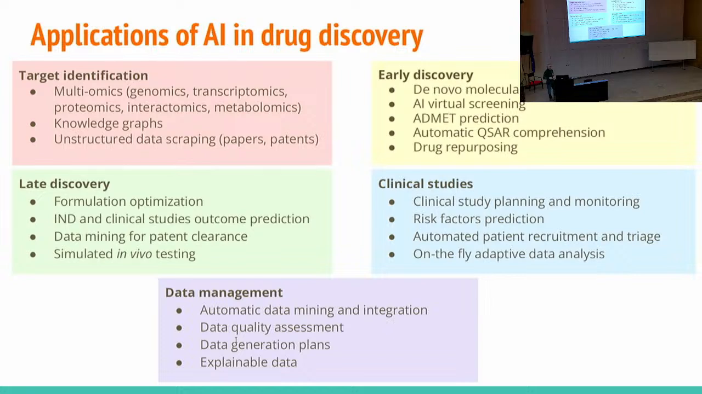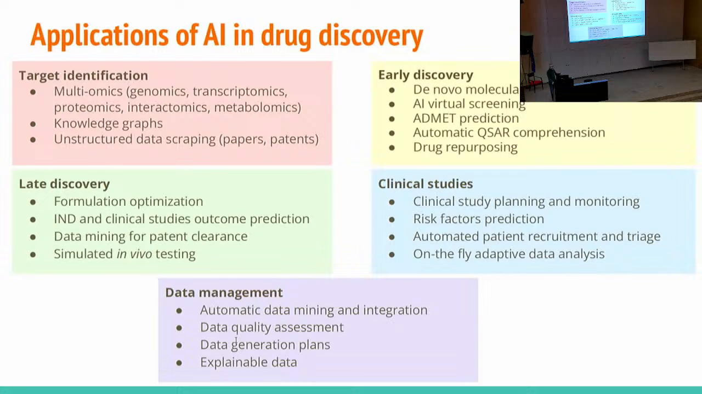Then when we go to early discovery, we have several points here. First, you can use AI for de novo molecular generation. You can use it for AI virtual screening of existing chemical databases. You can use it for ADMET prediction to predict multiple parameters of pharmacokinetics and pharmacodynamics. You can try to use it for automatic SAR comprehension. When you have a lot of compounds and you don't quite understand which modifications of the compounds lead to the outcome you see, you can use AI to explain what's going on from the chemical point of view. Then you can also use it for drug repurposing and for some other things.